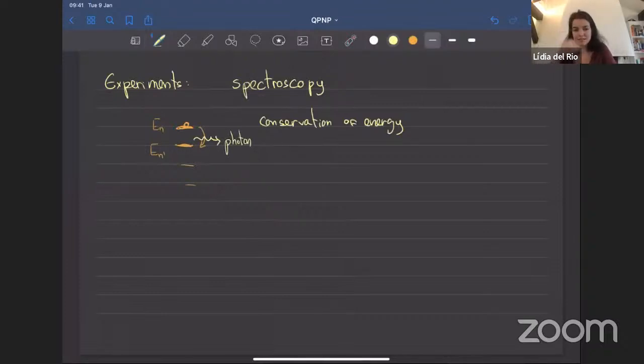and this photon has the energy that corresponds to the difference between these two levels, right? So the energy of the photon is the energy of n minus the energy of n prime, so that overall energy is conserved. And we can already write this for the hydrogen atom. Because there was a minus sign, I put this one first, minus 1 over n prime squared minus n squared, okay?